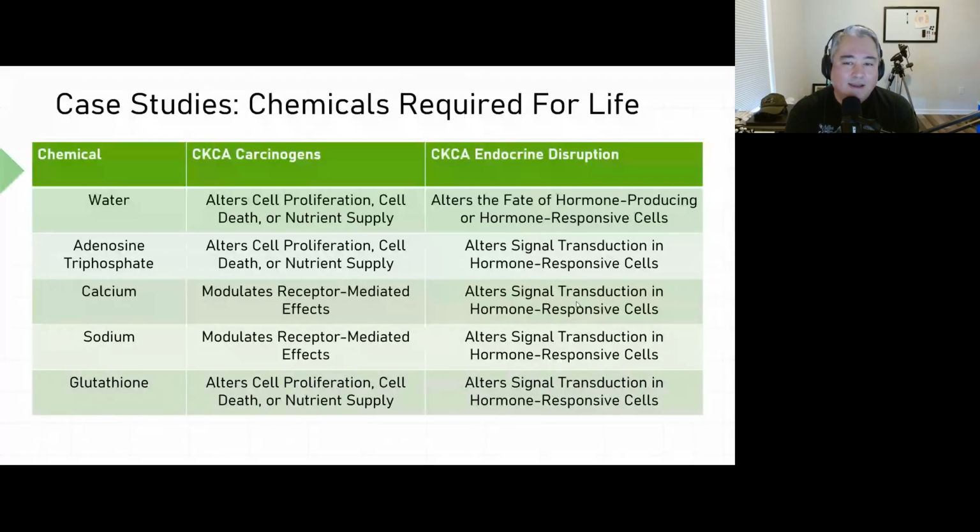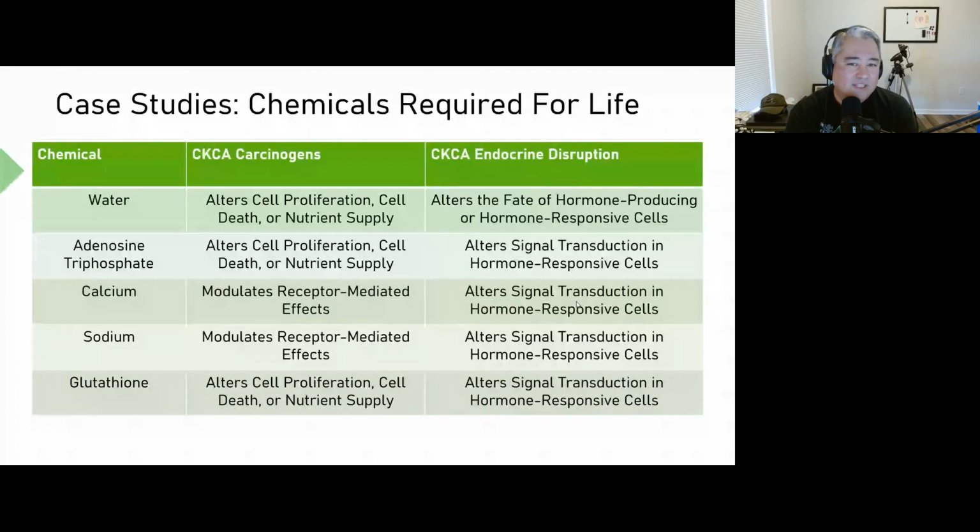And here we're looking at chemicals required for life. And what you see is that across these chemicals, we have evidence that they fall within certain key characteristics. And I didn't list all of them. Some of these hit multiple of the consensus key characteristics, which is also interesting. But none of these would we say are carcinogens. In fact, we would say that these are all required for life.